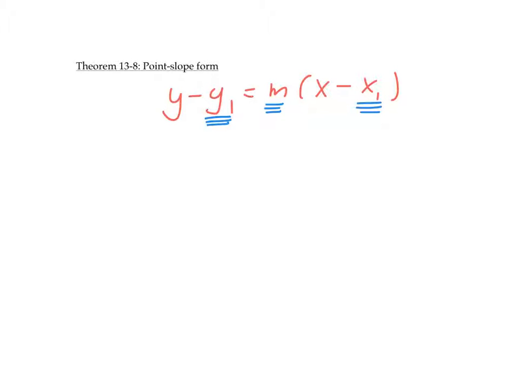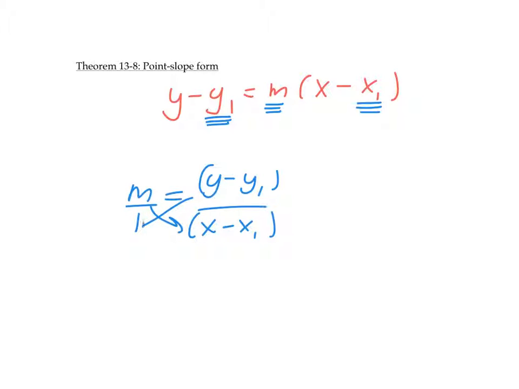Now remember that this equation is derived from the formula for slope, which is m equals y minus y1 divided by x minus x1. All you would do is cross multiply, and you end up with point-slope form: y minus y1 equals m times x minus x1. So if you forget point-slope form, just remember it comes from the slope formula.